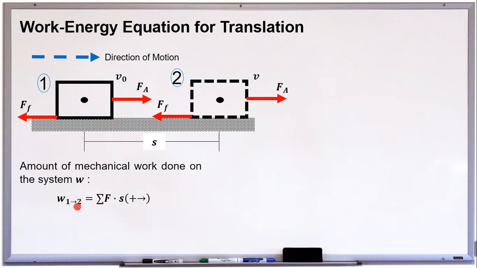Now let's go back to our equation right here. So if we follow the sign convention, and if we take the summation of forces, from our diagram, we only have two forces that are aligned with our direction of motion.